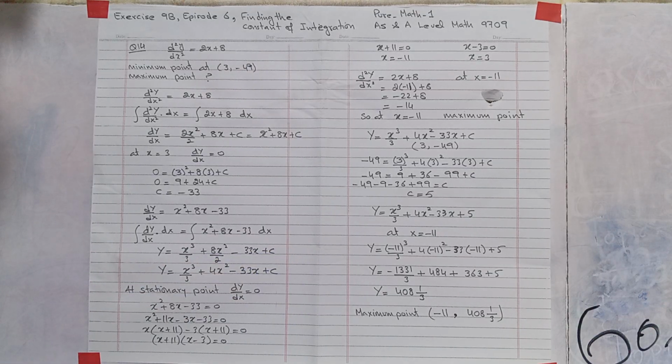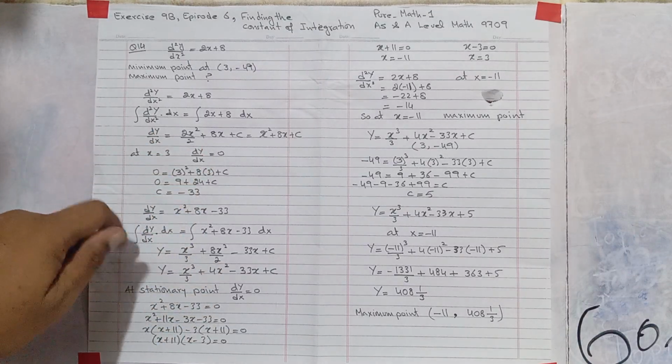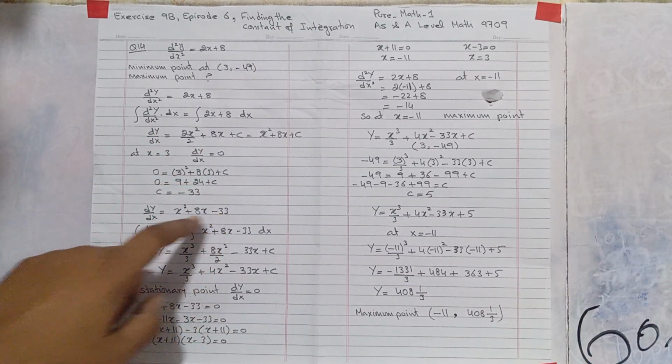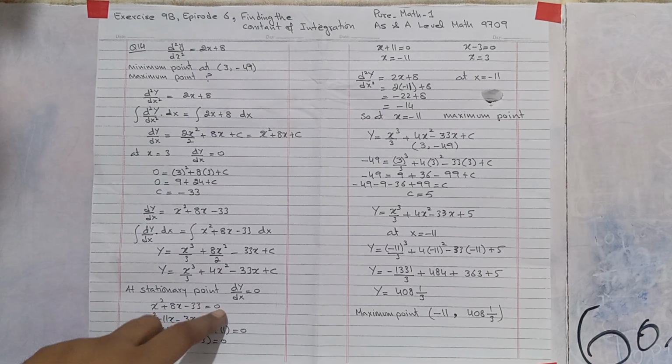Now because I want to find the other stationary point, I know the dy by dx expression. The dy by dx expression is this, so I will make it equal to 0 because at the maximum point, which will also be a stationary point, the dy by dx will be 0. So from there I will find the other value of x. So x squared plus 8x minus 33 equals 0.